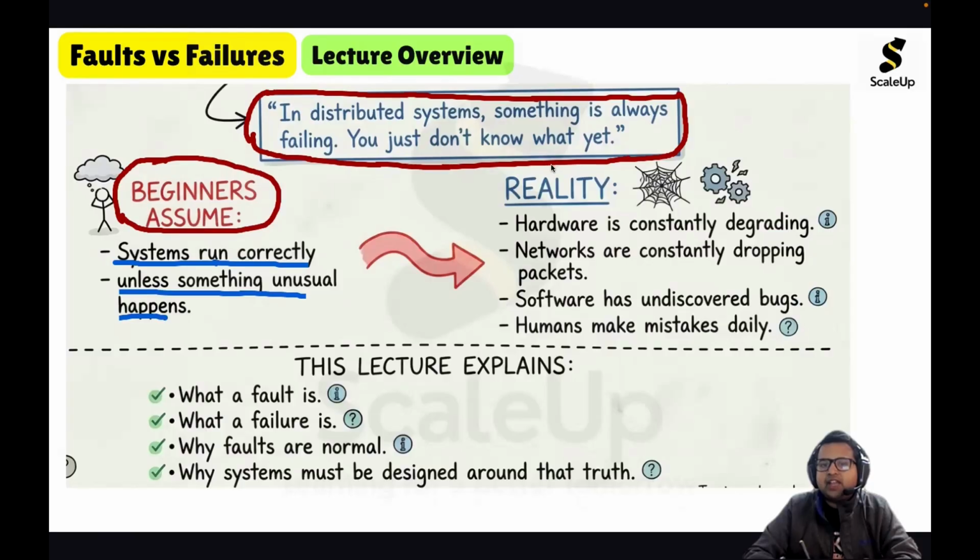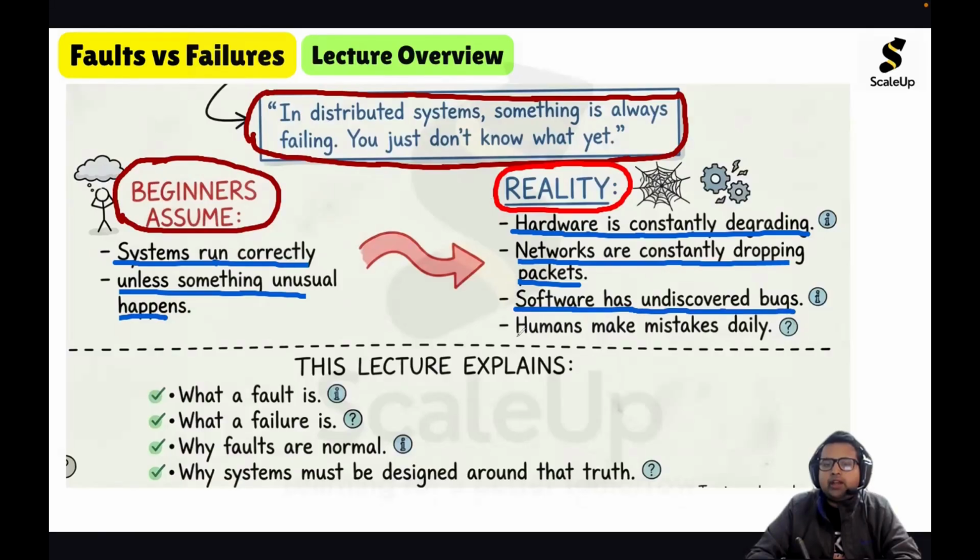But the harsh reality is that hardware is constantly degrading. Networks are constantly dropping packets. Software has undiscovered bugs, and humans make mistakes daily. Because of all these realities, systems cannot run perfectly, because in a system, something is always failing. It might be the hardware, the network, some undiscovered bugs in the software, or some human mistakes. And that is what we will discuss in this lecture.